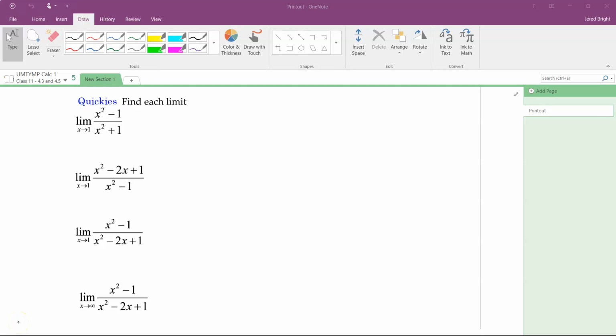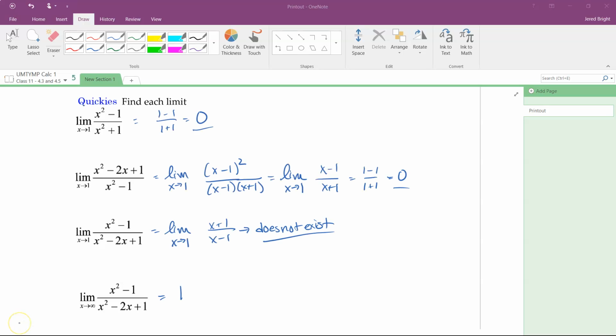As we continue our study of derivatives and how a function behaves, we want to revisit limits momentarily. So I want you to pause the video and find each of these four limits. Resume the video when you have an answer. And here are the answers.